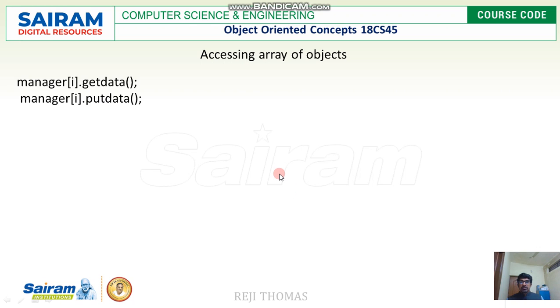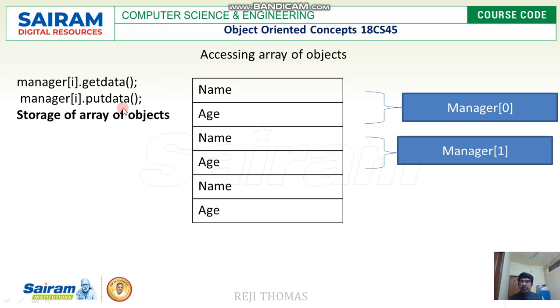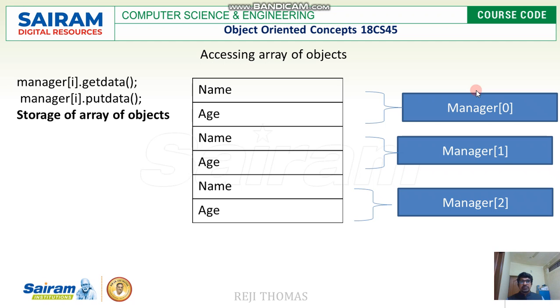So let us see how we can access this. We have created an array of objects. If you take manager, if you see the previous example, we have created three managers. Every object is going to have its own space. Look at this manager 0. Manager 0, or we will take it as the first manager, is going to have its name and age. And look at the second one, which was manager 1.